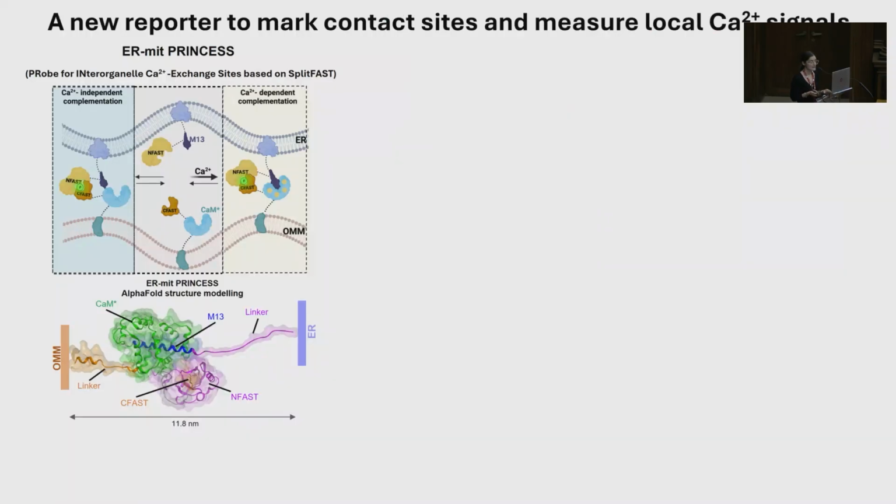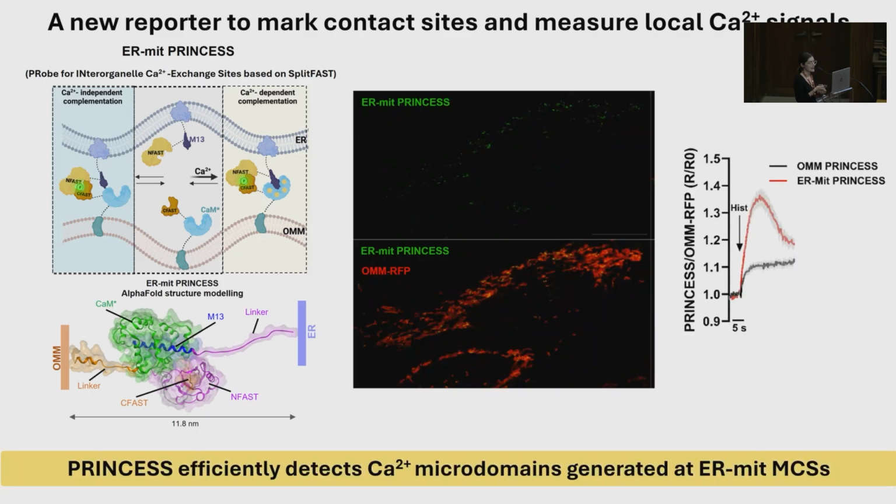Last but not least, we also decorated our reporter with a calcium sensing domain, and we named this probe PRINCESS, from probe for interorganelle calcium exchange sites based on split FAST. And as you can appreciate, we got an increase in fluorescence only at the contact sites.